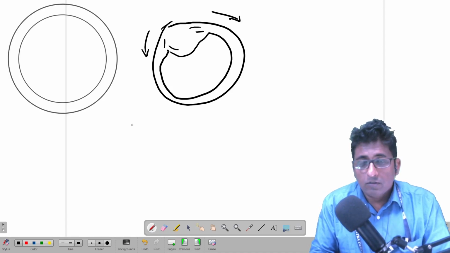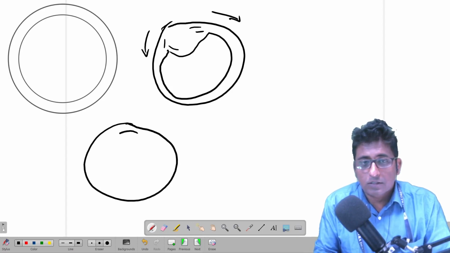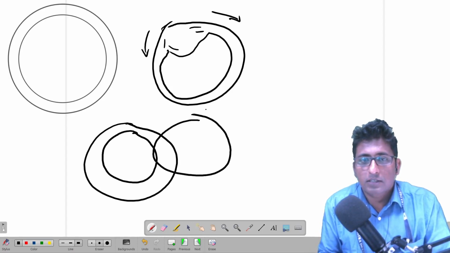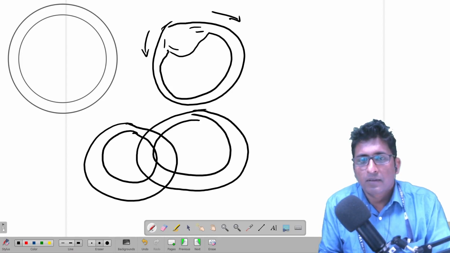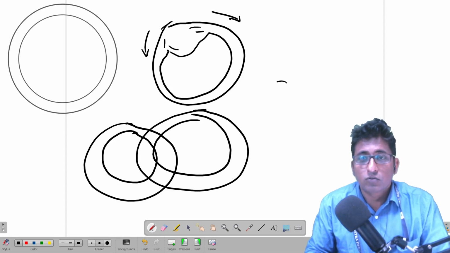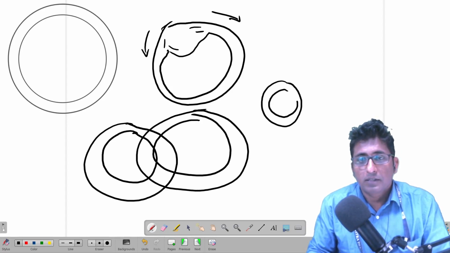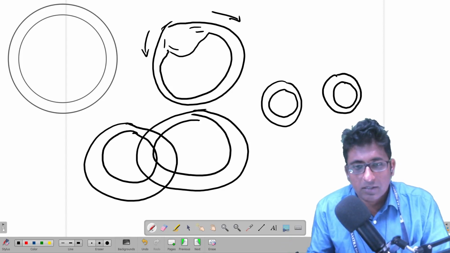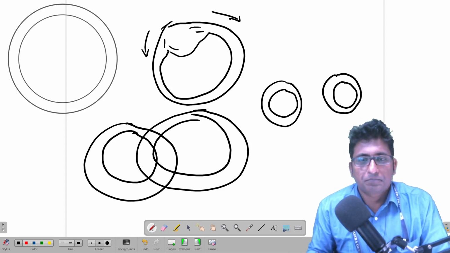And eventually what we will get is two DNA molecules, interlocked like this. Then DNA topoisomerase would separate them into two independent DNA molecules, which would then be segregated to the daughter cells. So that is pretty straightforward and simple in a way.